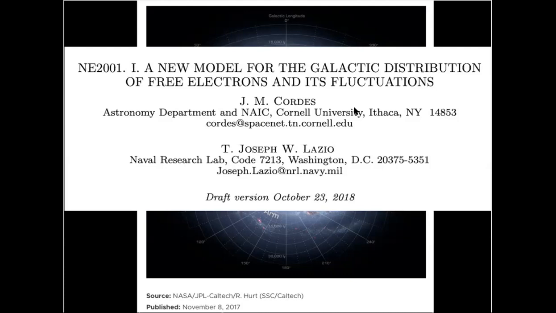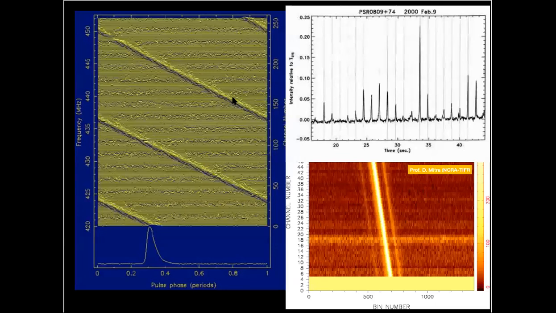This picture emerged out of this particular work by Cordes and Lazio. This is often called the NE2001 model of the galaxy. And there's an interesting story behind this paper: it was never published in an international journal, and yet it is one of the most cited papers in all of astronomy. So sometimes you don't need to care whether your paper is published or not when people look at your work very closely. Now, how did they figure out that structure?